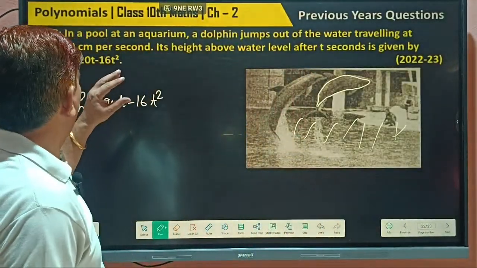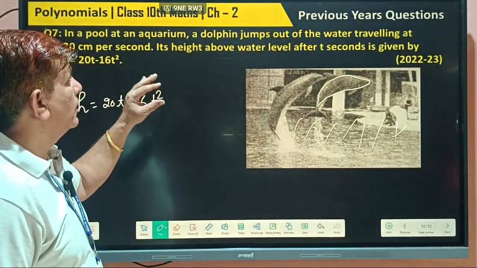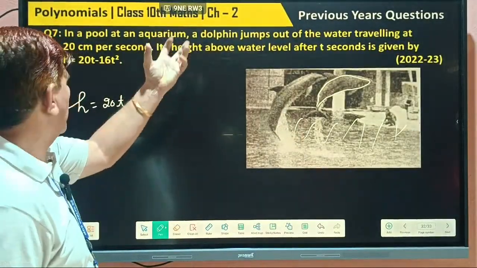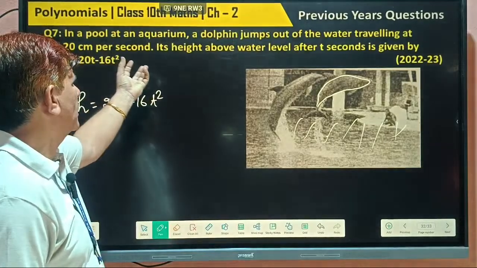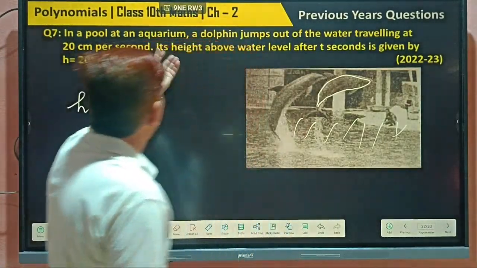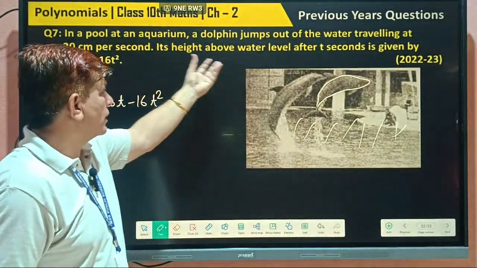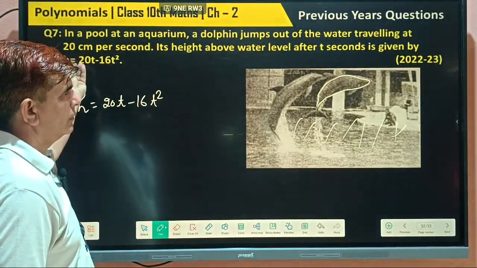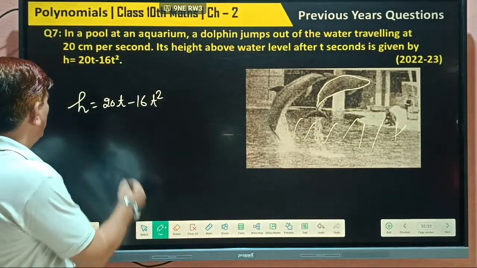In a pool at an aquarium, a dolphin jumps out of the water traveling at a speed of 20 centimeters per second. Its height above the water level after t seconds is given by this expression. So its height above the water level is this. What does it mean? It means this.